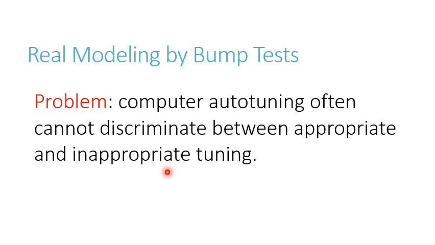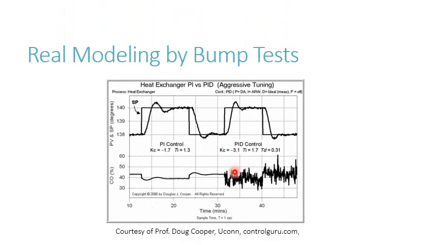But there's a problem. Even if you do have a really good model and the computer does do the tuning using, for example, internal model control, and it decides that that's the tuning it's going to implement, computers cannot always decide what is appropriate and inappropriate tuning. Somebody had to program that computer to make that decision, and sometimes it's not always that easy. Auto-tuning tends to have a reputation of not being very good. And here's an example. Let's take a look here.